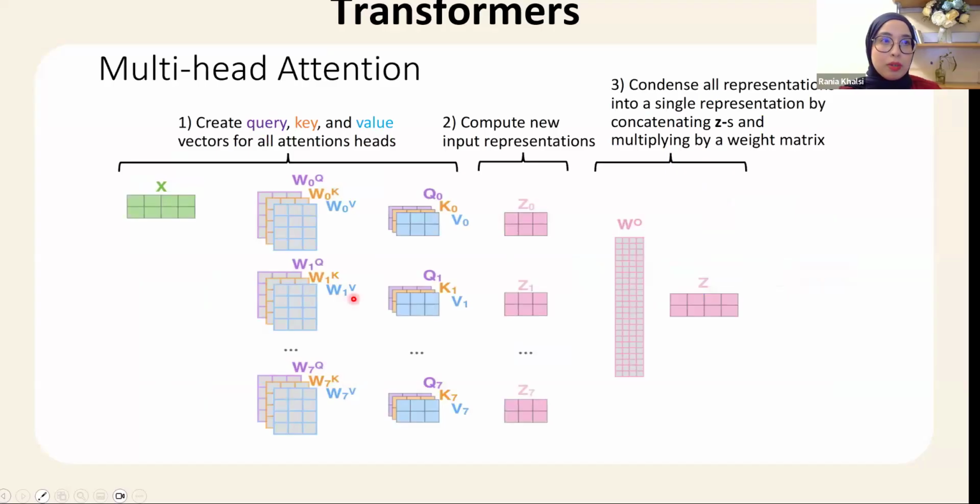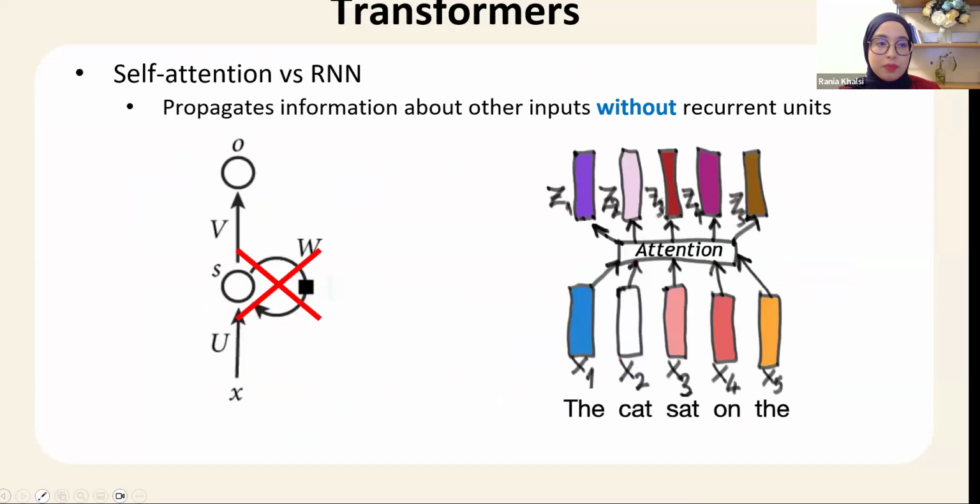To summarize multi-head attention, the first step is to create query, key, and value vectors for all the attention heads. Next, we compute the new input representation. Finally, we condense all representations into a single representation by concatenating them and multiplying by a weight matrix.